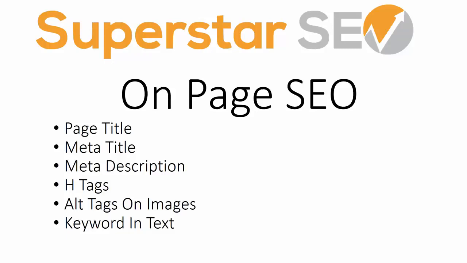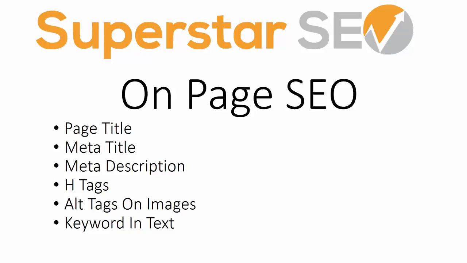But for now, we do the on-page: the page title, the meta title, the meta description, the H tags, alt tags on the images, and a keyword in the text. The keyword in the text is probably the one that people get most hung up on. I try to do what makes sense as far as context in the content, but if I had to give you a number, it would be 1%. So for 1,000 words, you would use the keyword 10 times, maybe. Again, only if it makes grammatical sense.